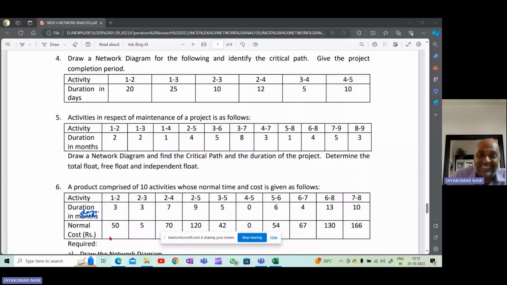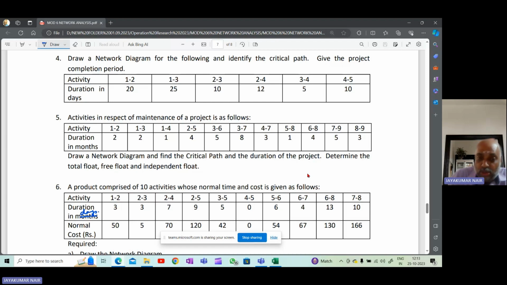Hello, dear friends. In this video, we will see how to draw the network diagram, find out the critical path, and also calculate the floats. So we will take one question to solve this. Question number 5.